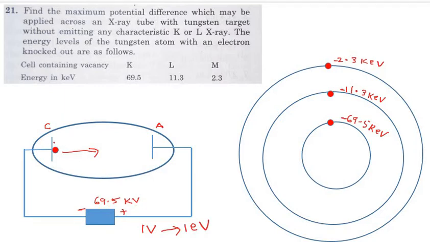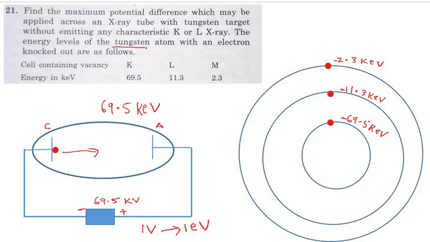So this electron, when it reaches over here, its kinetic energy, since I have assumed that the kinetic energy is 0 over here, becomes 69.5 keV. Correct? Now this anode is made up of tungsten.